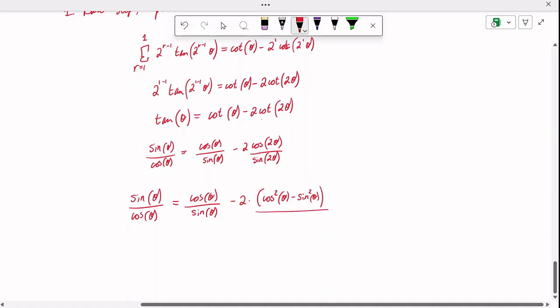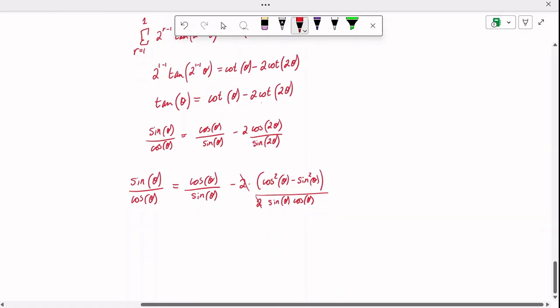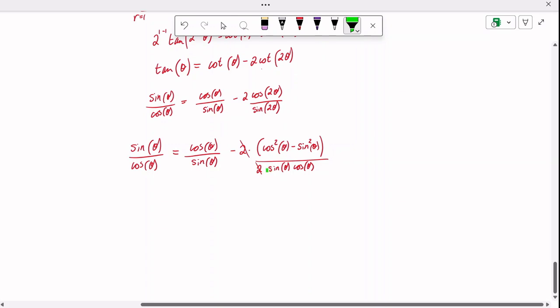For sine of 2 theta, note that sine of 2 theta is 2 times sine theta cos theta. So that does mean that these two 2's will cancel. Now when I have a look at this, I can see that I've got a sine theta and a sine theta. If I multiply everything by cos theta, then I'm going to have the same denominator here, and I'll be able to add them together. So that's going to be the first thing that I'm going to do.